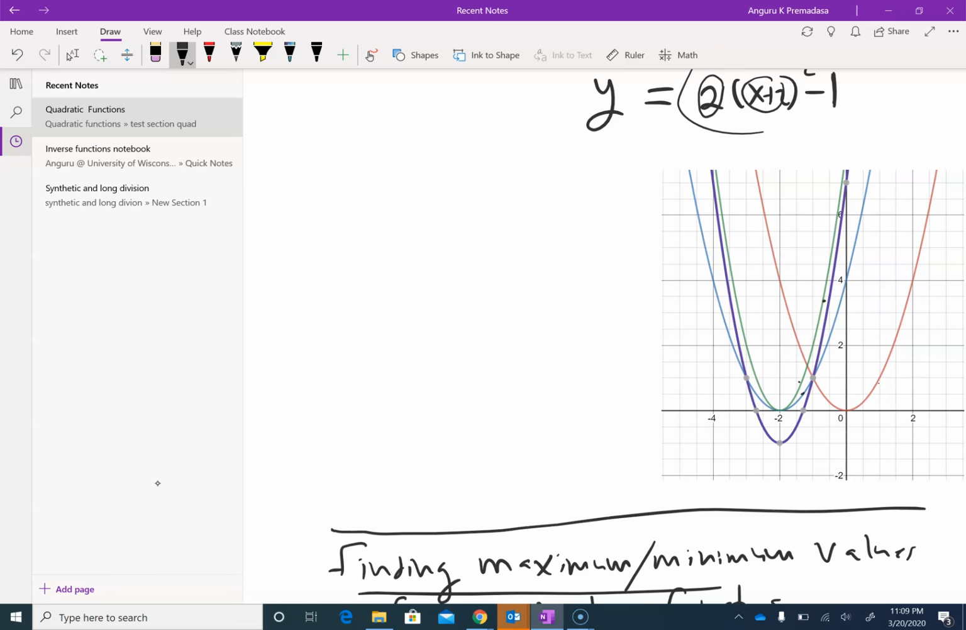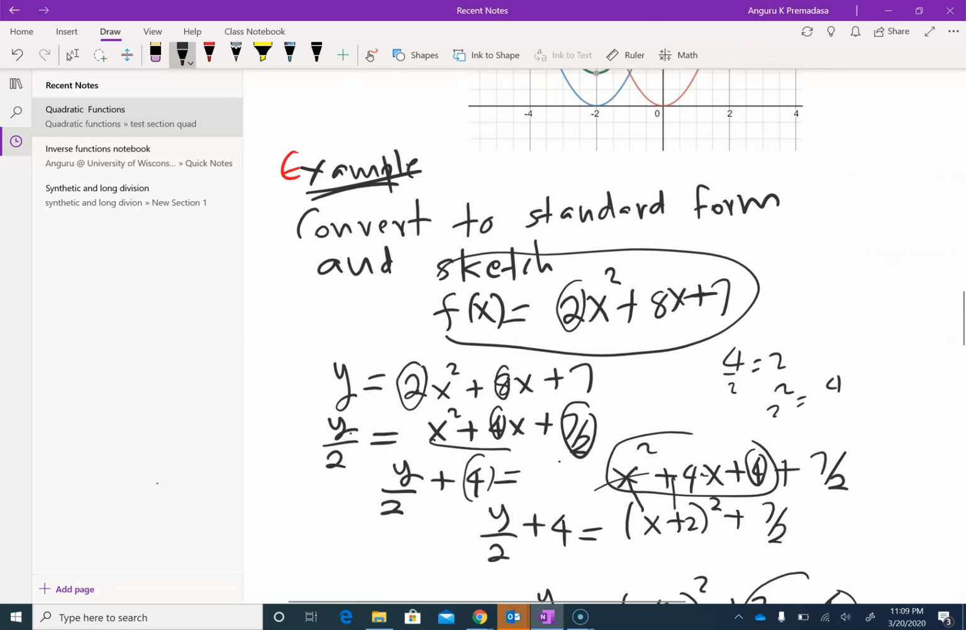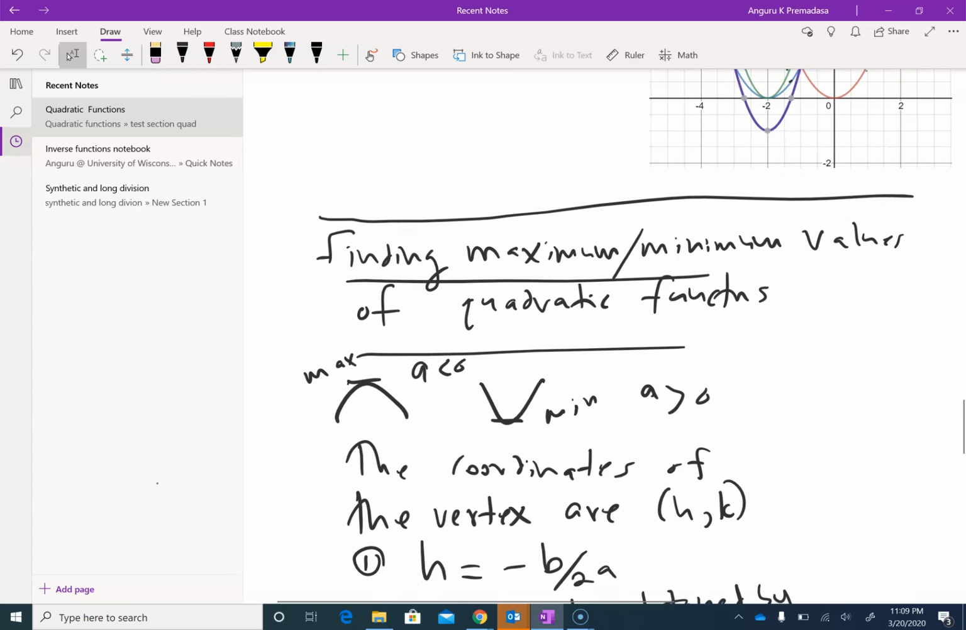So once again, you can see that you can get any quadratic function. You can draw the graph by first completing the square and getting it into standard form, and then using stretching, compression, shifting, transformations in general, to get the answer.